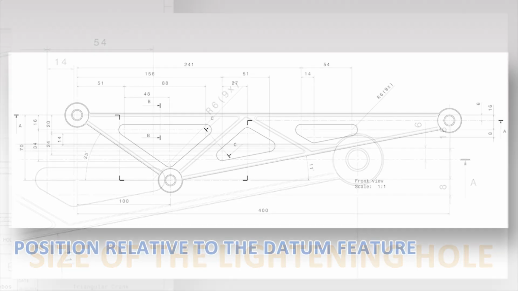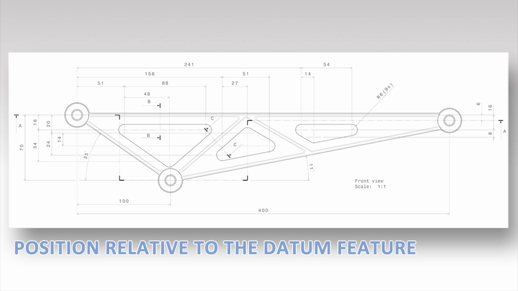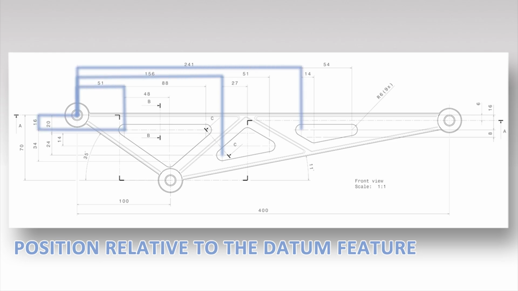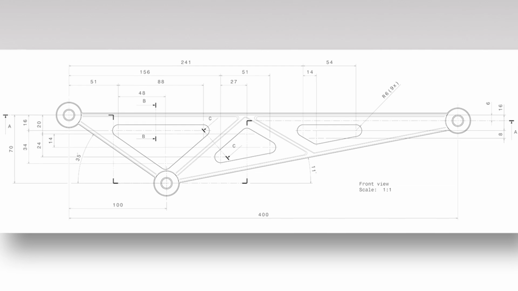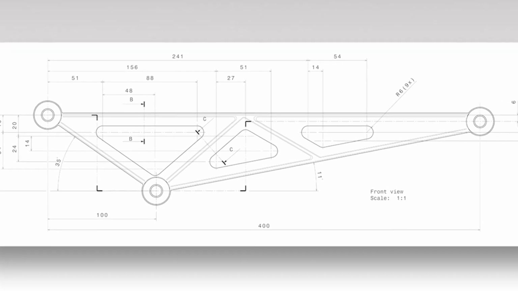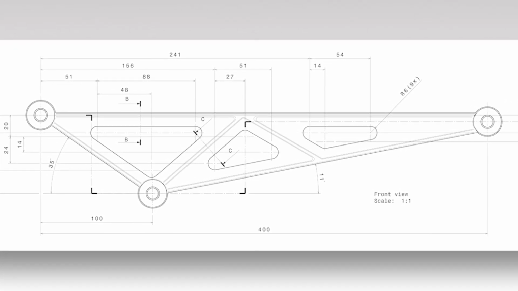The position of each lightening hole is given by a dimension starting at the datum feature, the left hole, ending at one of the arc centers. Each sub-item, in this case a lightening hole, is dimensioned relative to the datum feature in the horizontal and vertical direction. In this way, both the size and position of the lightening holes are unambiguously documented.